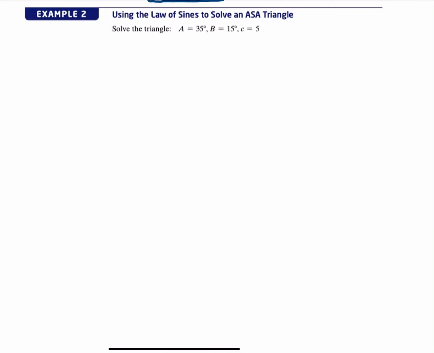So we're given two angles and one side. We can say angle A is 35 degrees, but this time we don't know side length A. Angle B is 15 degrees, but we don't know side length B. We don't know angle C, but we know side length C is 5.